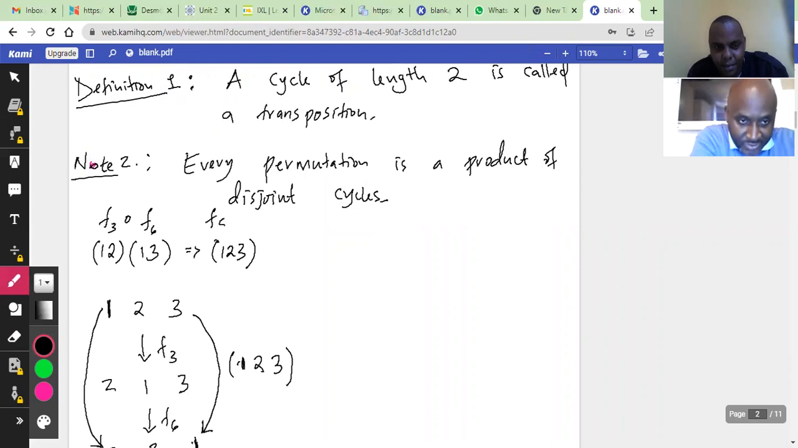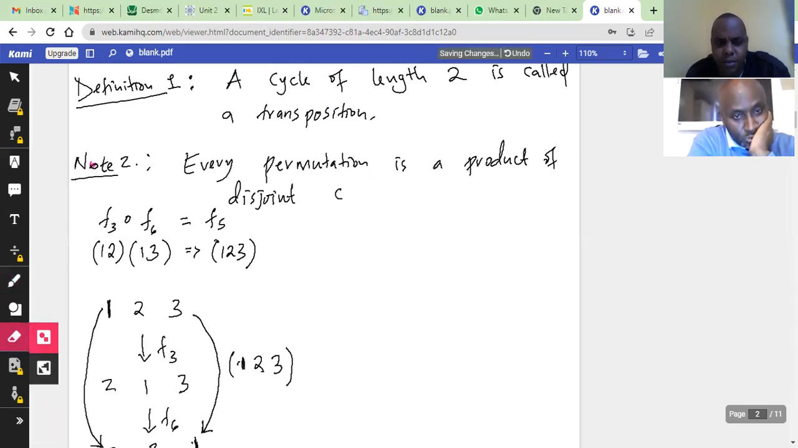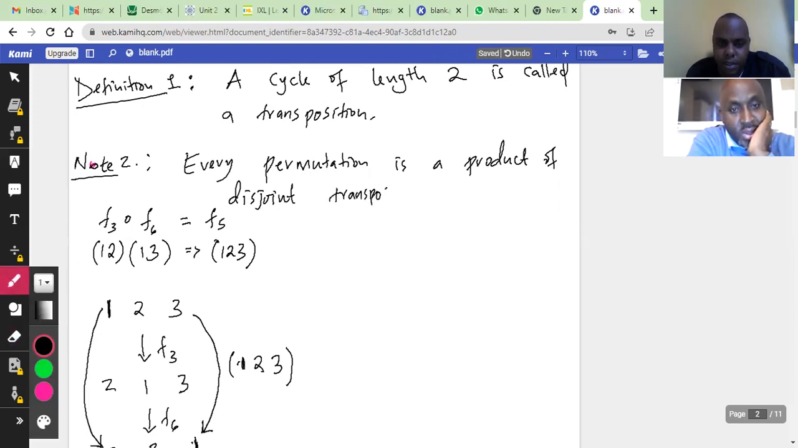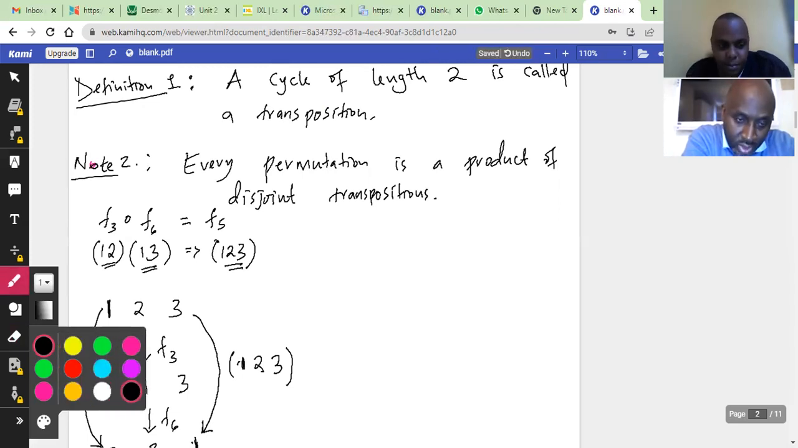So I was just trying to show you that every permutation is a product of disjoint cycles. No, it's a product of disjoint transpositions. This was very wrong. Sorry. So I took one transposition, a cycle of length 2, another cycle of length 2, and saw what I got. I got F5, a cycle of length 3.